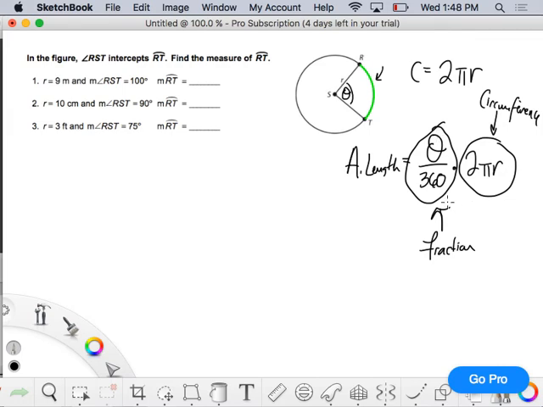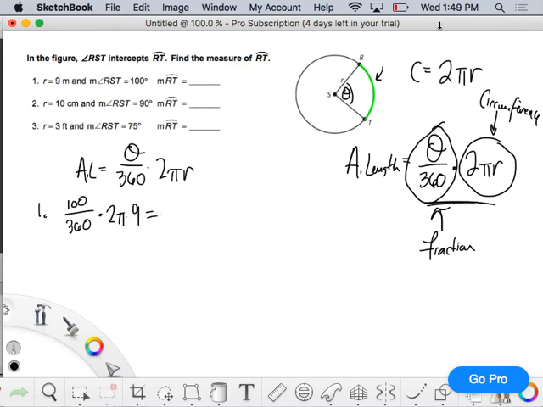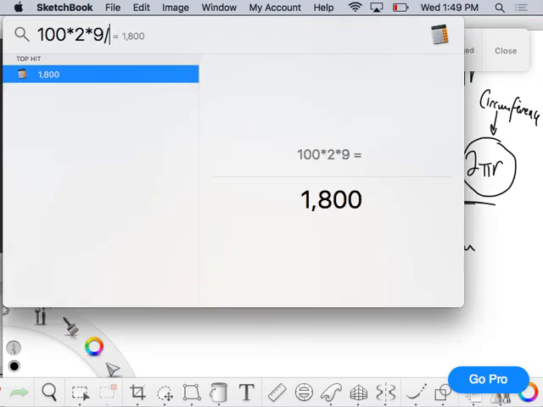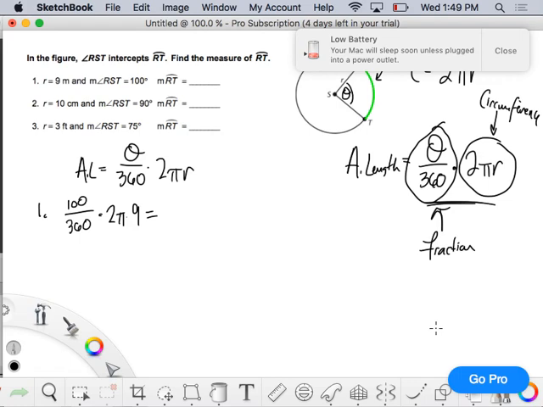Does that make sense? So this is the equation we have to use. Arc length equals theta over 360 times 2 pi r. Got it? Okay. So I'll do number 1. Theta is 100 degrees. So 100 over 360 times 2 pi, and the radius is 9. I do that in my calculator: 100 times 2 times 9, and then divide that by 360, and I get 5 pi.